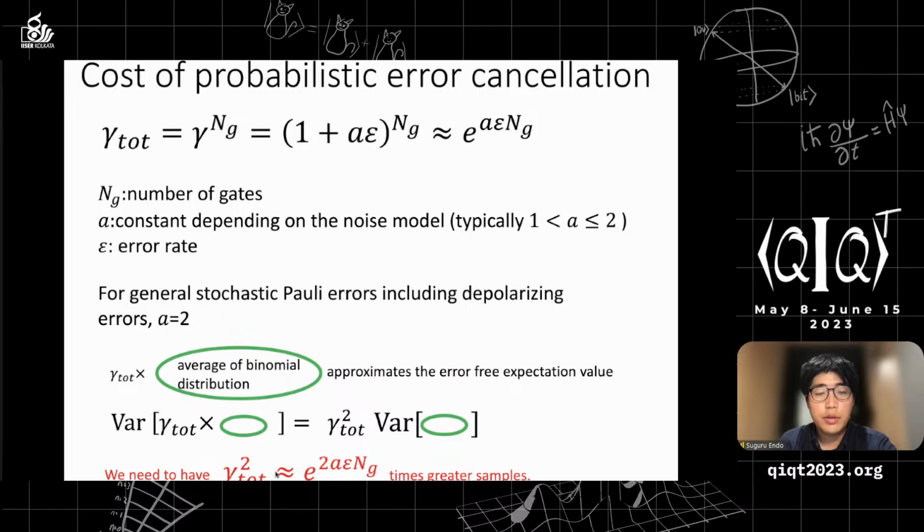So the cost of the error mitigation is exponential. From this, we can say error mitigation is not a scalable technique. And this was proven also for other error mitigation techniques like extrapolation, batch distillation, and so on. The cost of the error mitigation is always exponential.